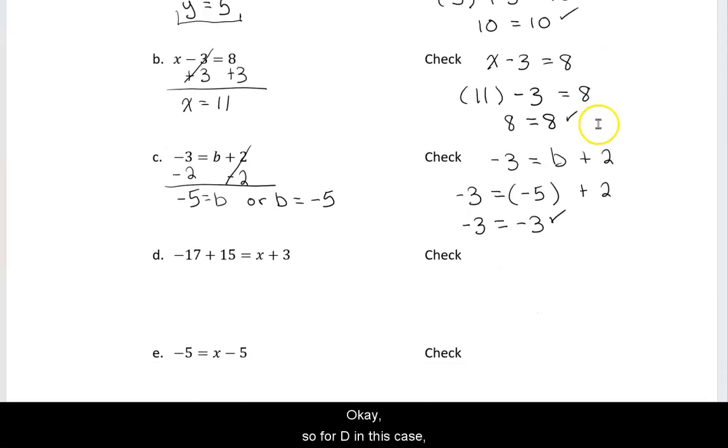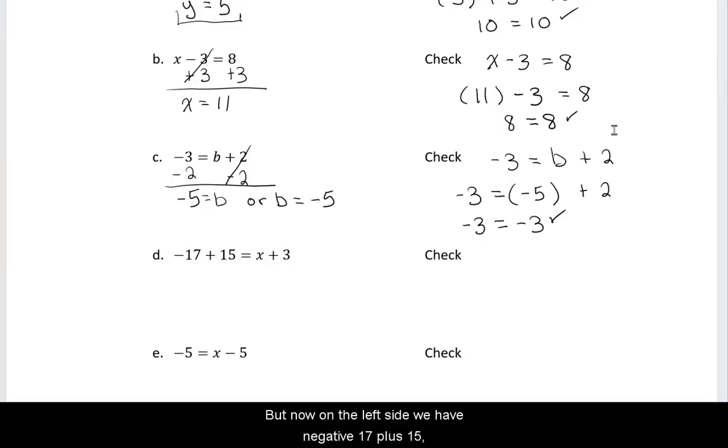Okay, so for D, in this case, we now have more than one term on each side of the equal sign. So before, we looked to see what was being done to the variable, and we did the opposite to cancel it. But the first step for all of these is that you have to make sure that everything is simplified on each side of the equal sign before you move across the equal sign. So for letters A, B, and C, there wasn't anything you could combine on each side, so that's why we went straight to moving across the equal sign.